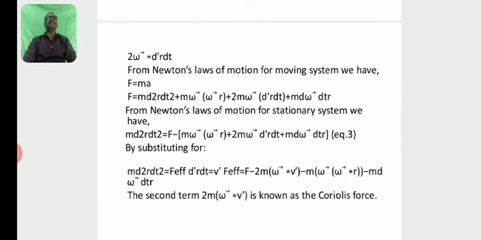From Newton's laws of motion for moving system, we have F is equal to ma. Then after simplification from Newton's laws of motion for stationary system, we have m d square r by dt square is equal to F minus m omega into omega r plus 2 m omega d r by dt plus m d omega by dt r. Let this be equation number 3. By substituting, the second term 2 omega vector cross v dash is known as the Coriolis force.